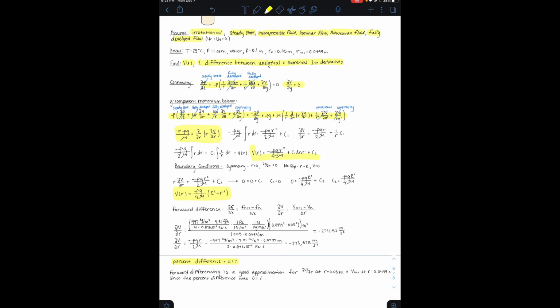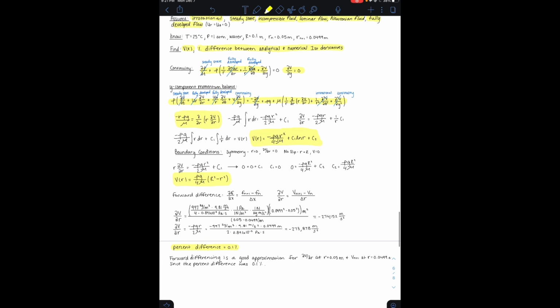However, v(r) has two unknown constants that had to be solved. And using the boundary conditions of symmetry, which was at r equals 0, dv/dr equals 0, and no slip. So when r equals the total radius of the cylinder, which is at the wall, then the velocity equals 0. Using this, it was found that C1 equals 0, and C2 equals the following expression. Plugging in C1 and C2, we could find that this was the equation for the velocity profile.